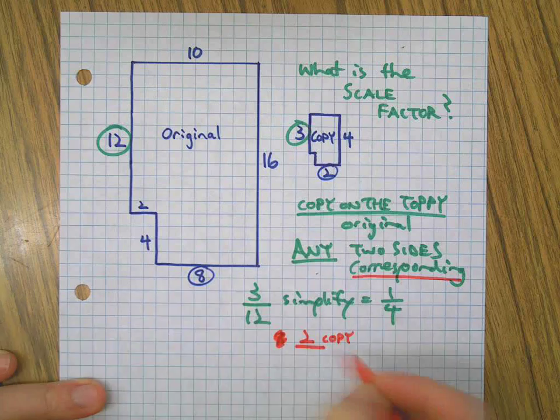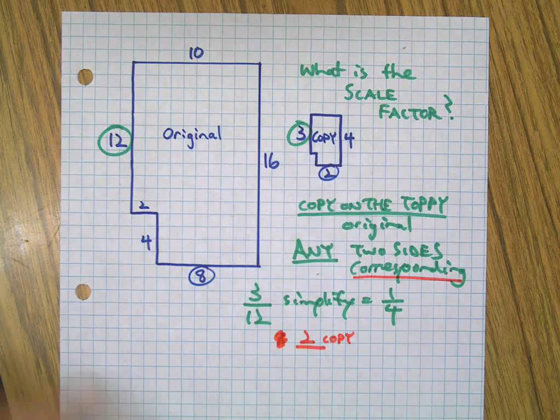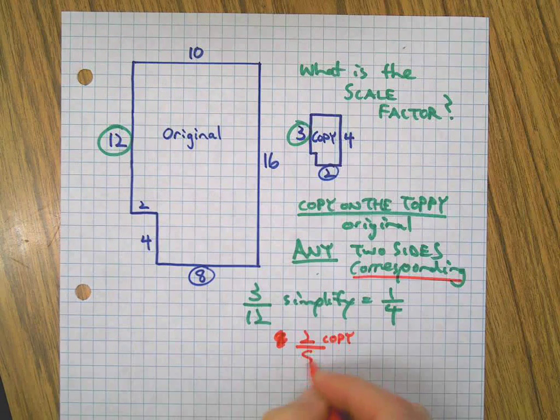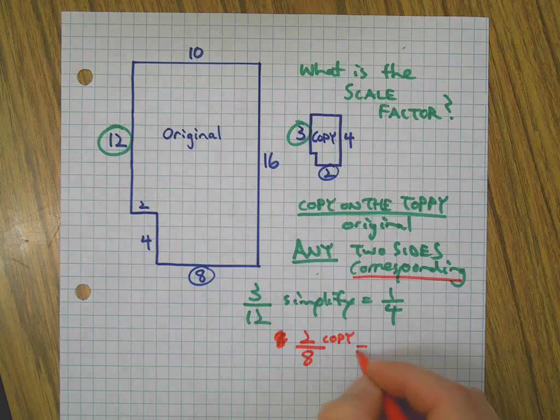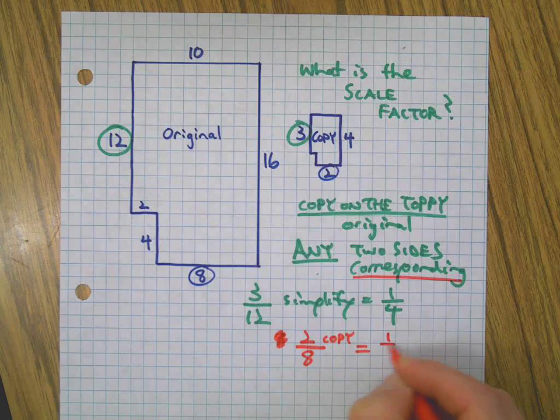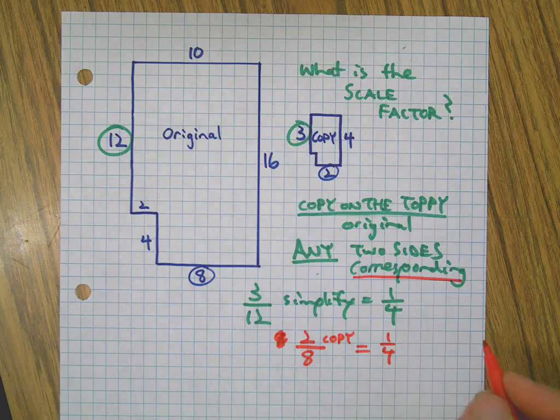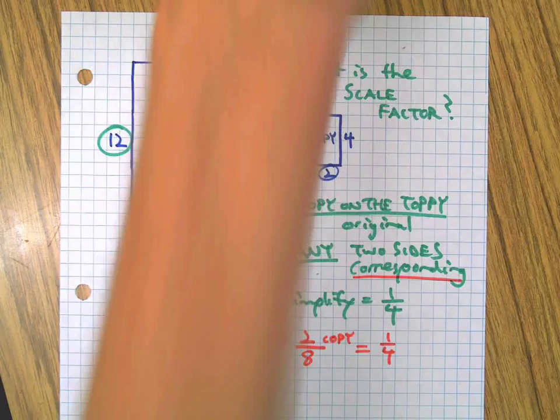2 is from my copy. This is the trickiest part, make sure you always put the copy on top. Sometimes it's bigger, sometimes it's smaller. Just always identify the copy. Okay? 2/8 simplifies to 1/4. Look, we have the same answer.